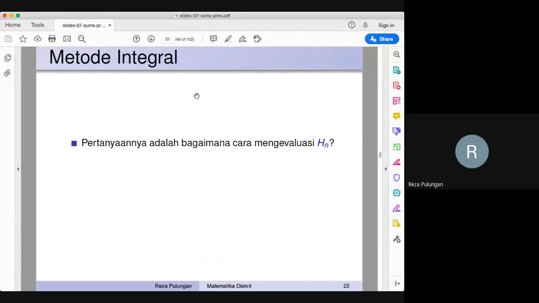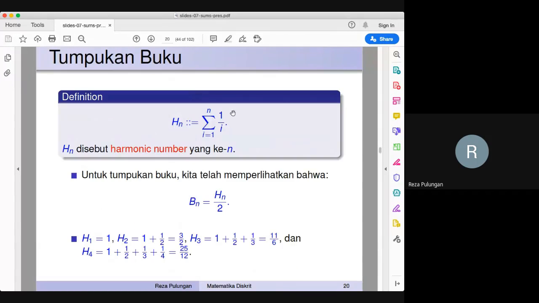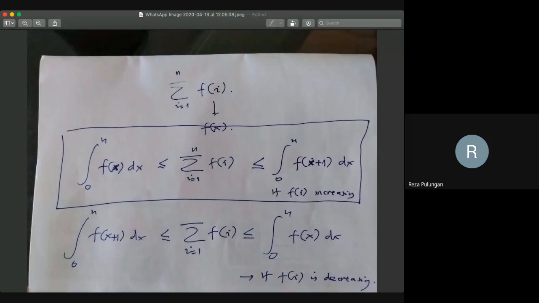So let me return again to this one. Assume that what you are being asked is not this function. Fi here is equal to 1 divided by i, but something else, another fi. So what is actually the final result? So let's continue. Can you see my screen right now? Yes, sir.